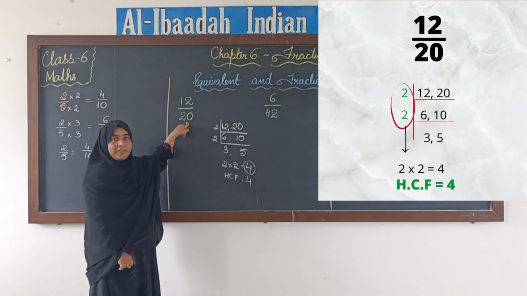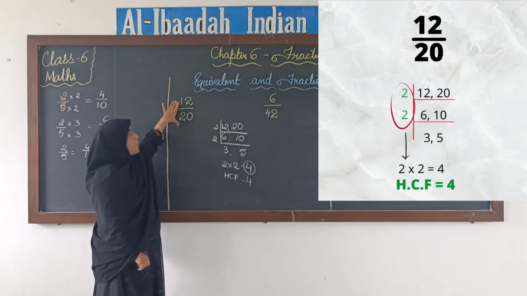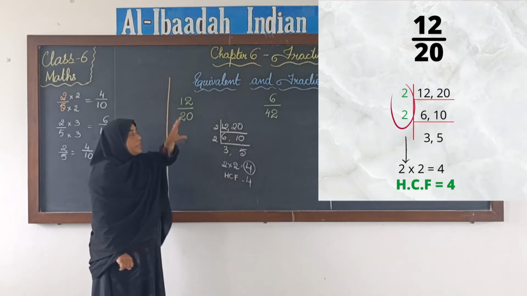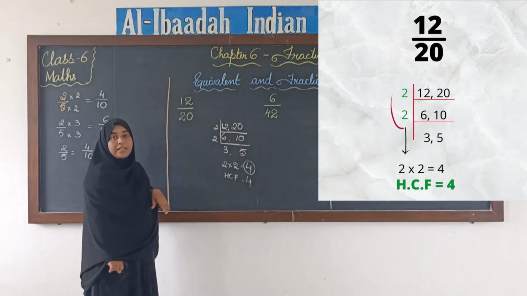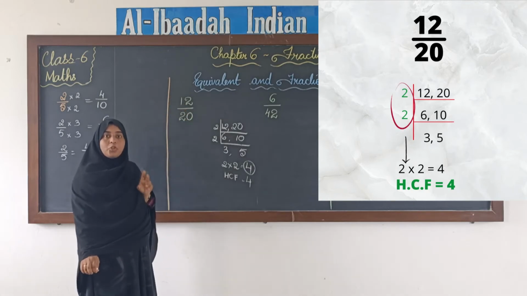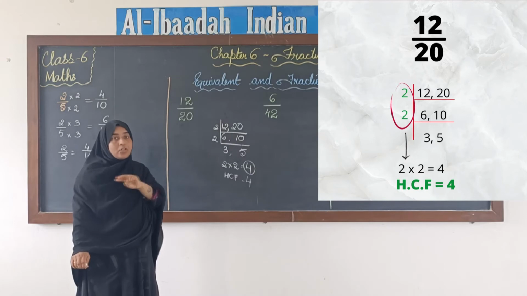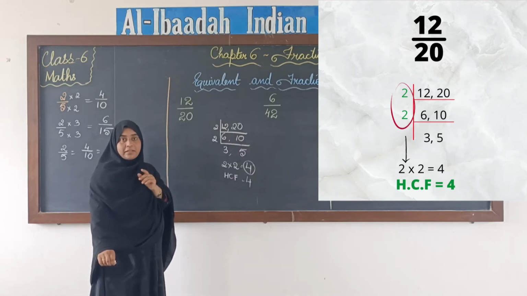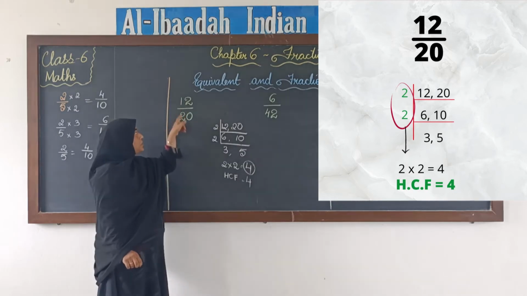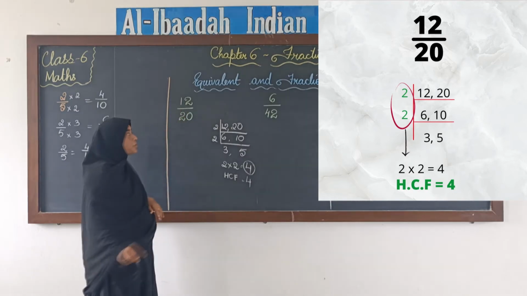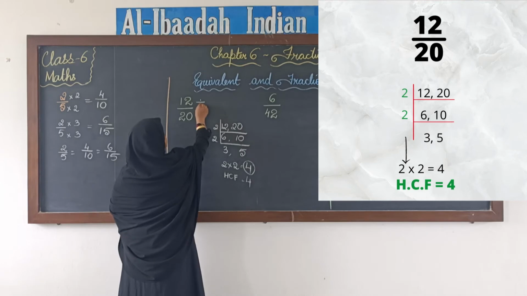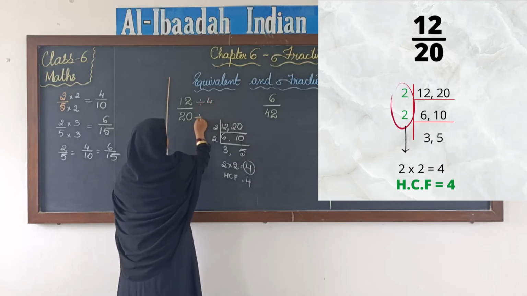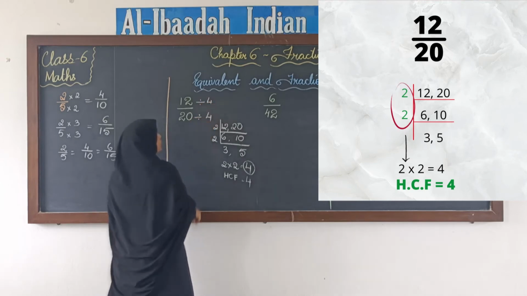Okay, the number that divides. So, the highest common factor, the common factor that will divide 12 and 20, is 4. 2 will also divide, but that is not the highest one. The greatest factor that will divide both the numbers is 4. So, we will divide the numerator by 4 and also we will divide the denominator by 4.